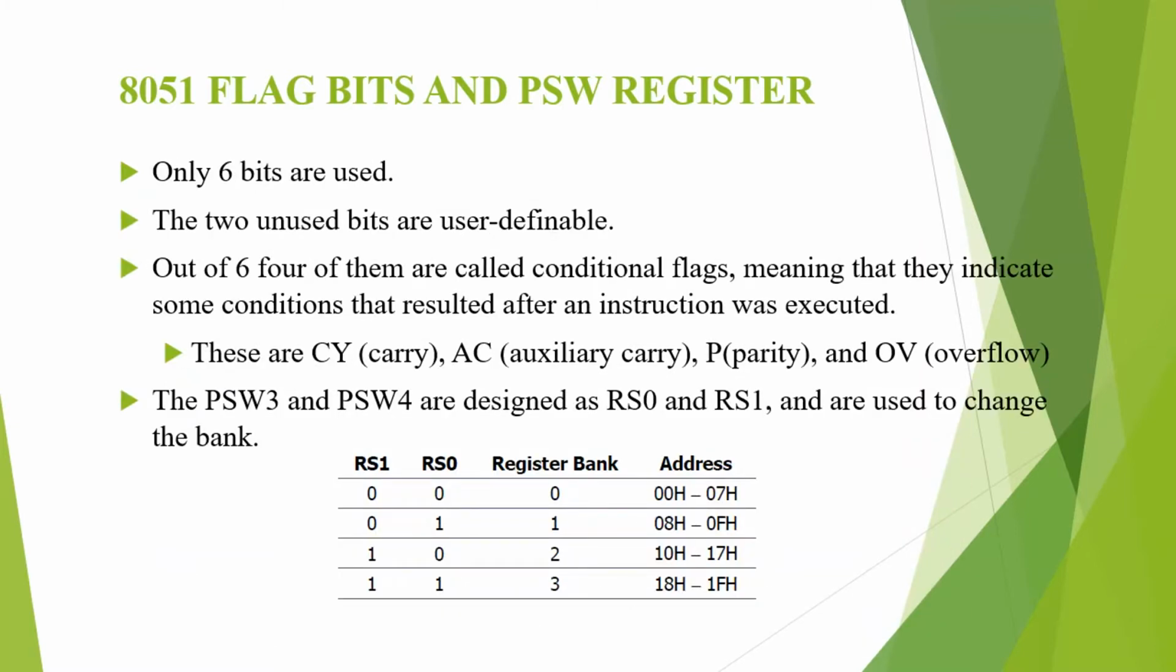So the four conditional flags, which indicate the condition resulting after an instruction was executed, are the carry flag, auxiliary carry flag, parity flag and overflow flag. Whereas PSW3 and PSW4 are designed to change the bank, that is, RS0 and RS1.